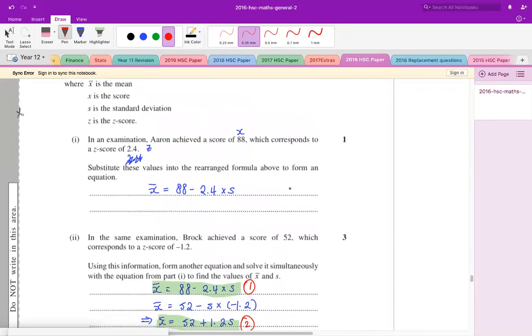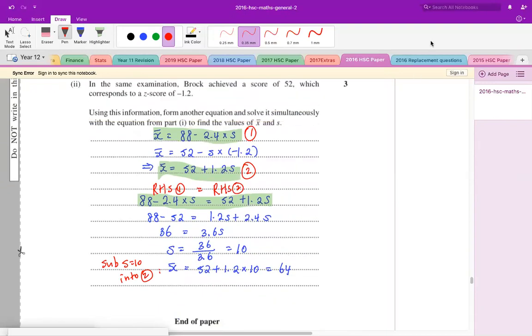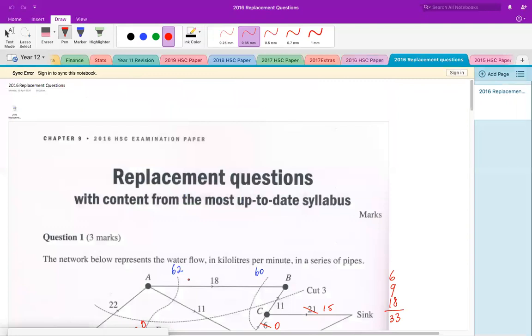Okay, so I think, yeah, that's the end of 2016. Let's look at the replacement questions.